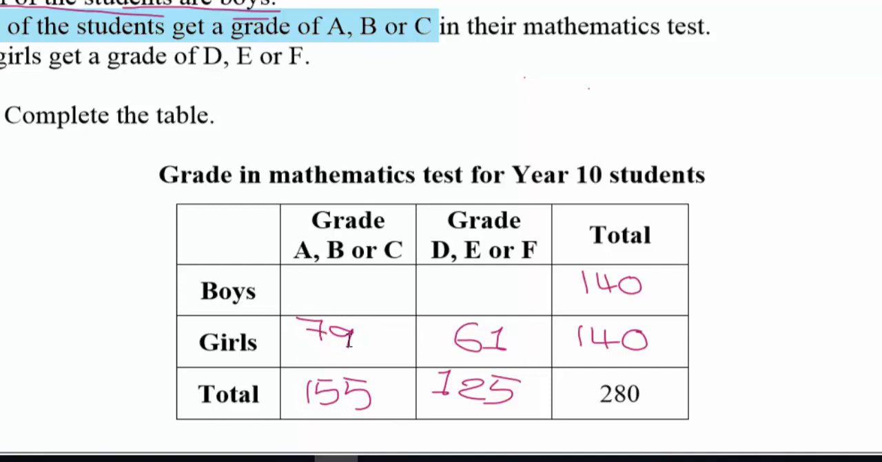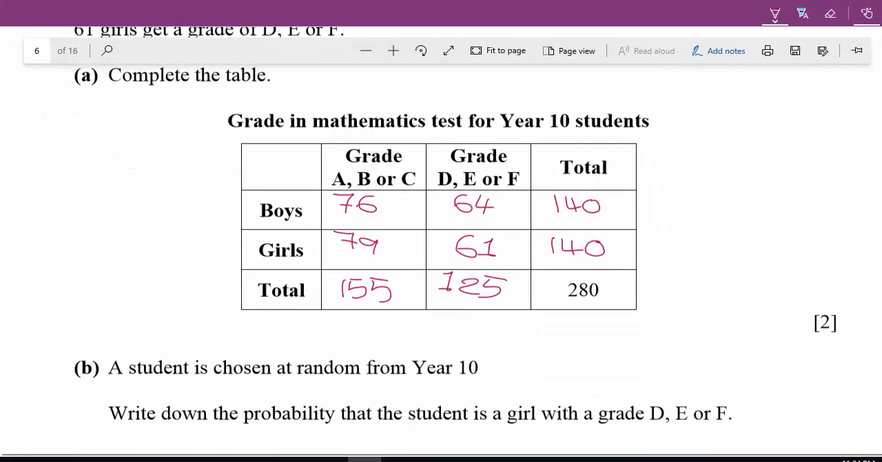79 plus which number will add up to 155? So 155 minus 79 is equal to 76. And 125 minus 61 is equal to 64. To check that, 76 plus 64 is equal to 140. So everything is complete.